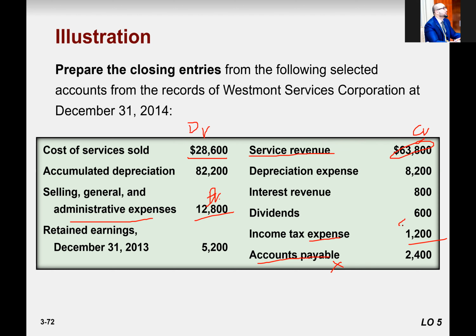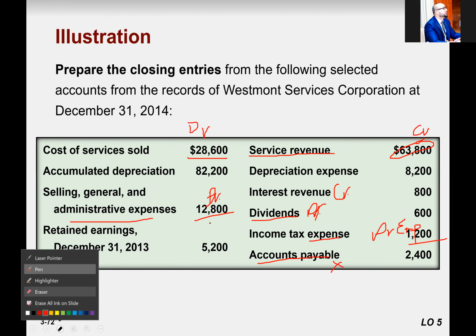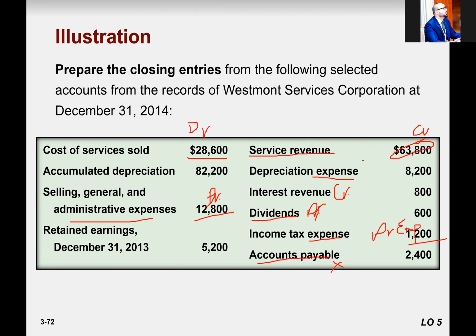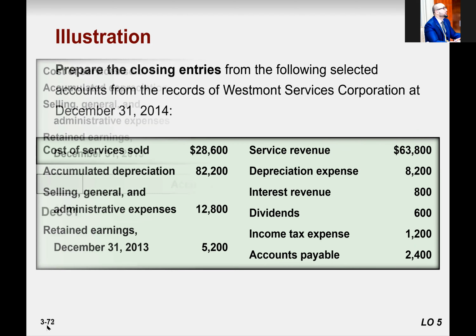1200 expense, we call it debit. Dividend increase, debit. Revenue, credit. And depreciation expense, debit. So let's first close down our revenue.